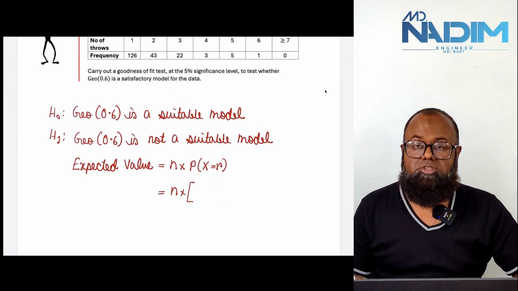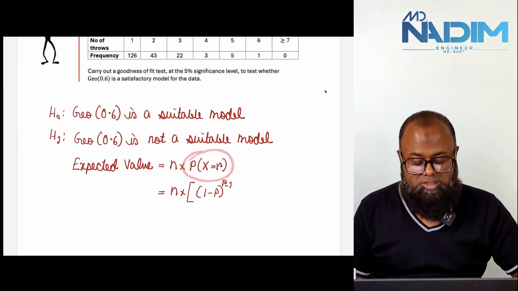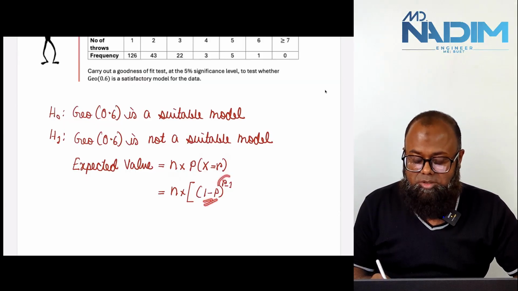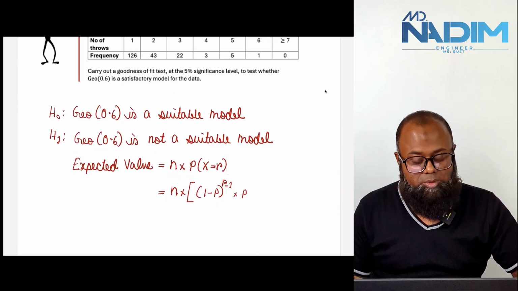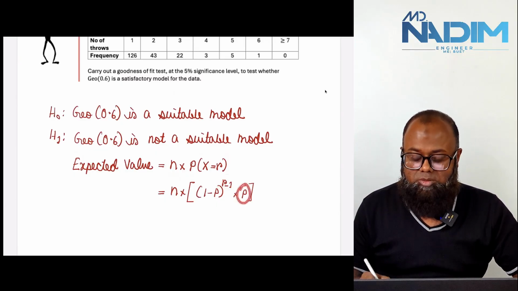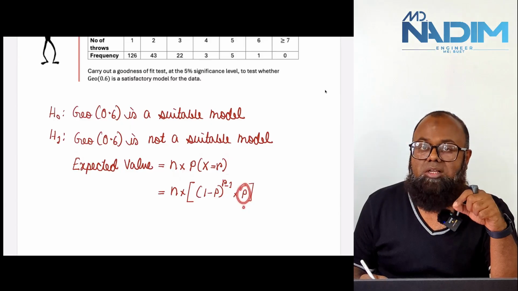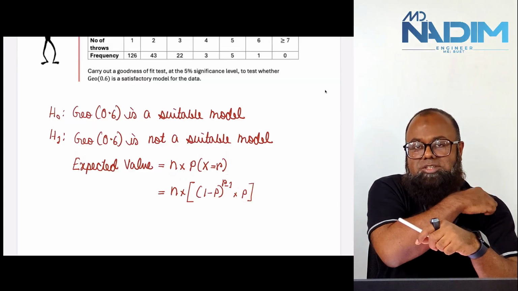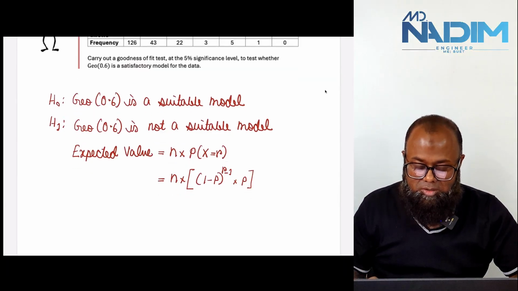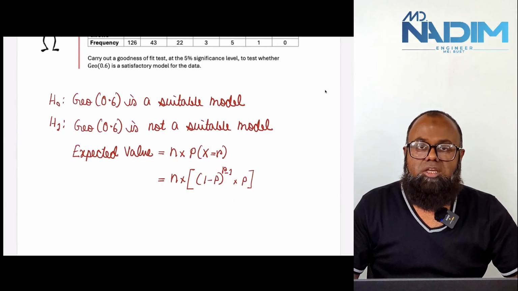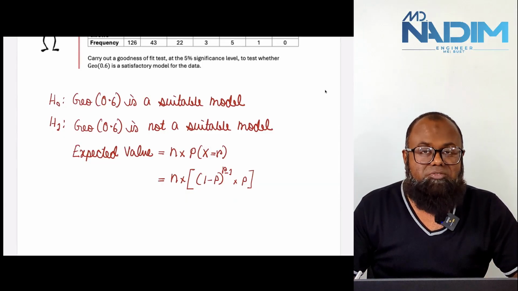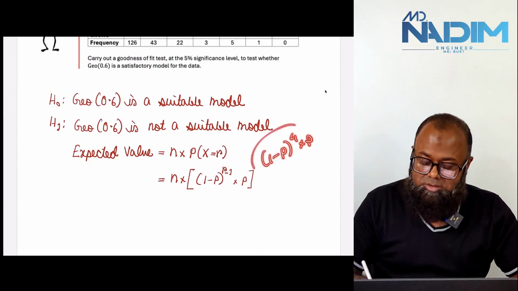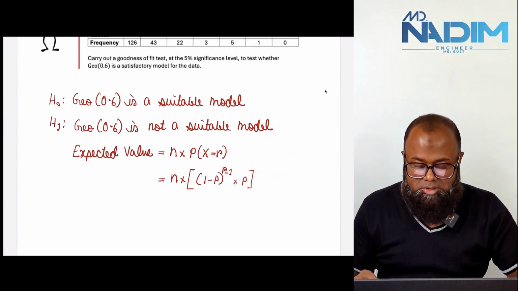Now, expected value is equal to n times the probability. And in geometric distribution, we find the probability like this: 1 minus p, the probability of failure, to the power r minus 1, into the probability of success, because you have only one success at the trial at which you are getting the success, at the final trial. Now, suppose you get the success in the 5th trial. That means it would be (1 minus p) to the power 4 into p. This is how it works.